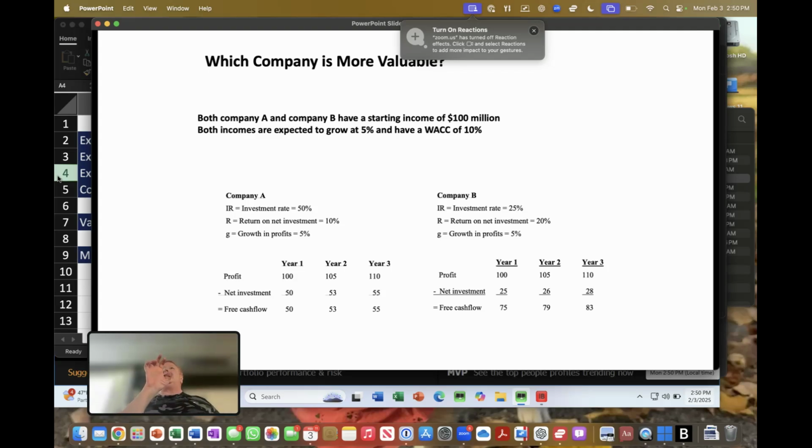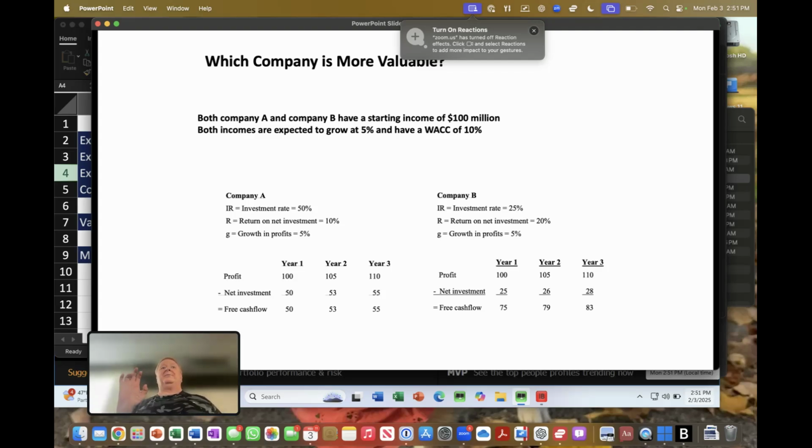Why does B generate more free cash flow than A for the same level of profit? And the answer is because they don't reinvest as much. They reinvest half of what A does. So for the same profits, less reinvestment, more free cash flow. The reason they don't have to reinvest as much, 20% ROI, is because they're better at what they do. So assuming they're not cutting corners, B does not have to reinvest as much as A with the 20% ROI versus 10% to generate the same profits.